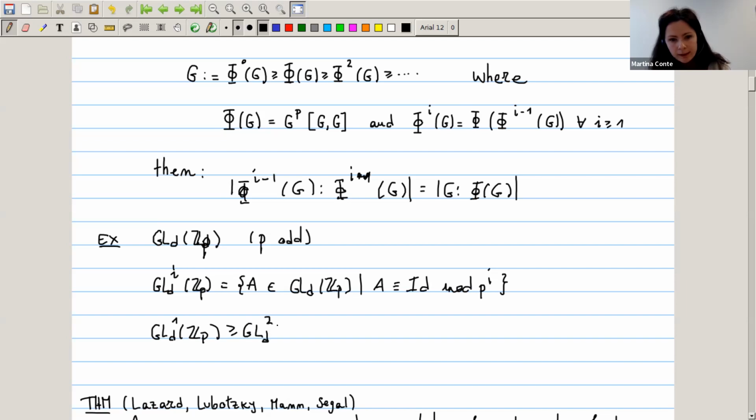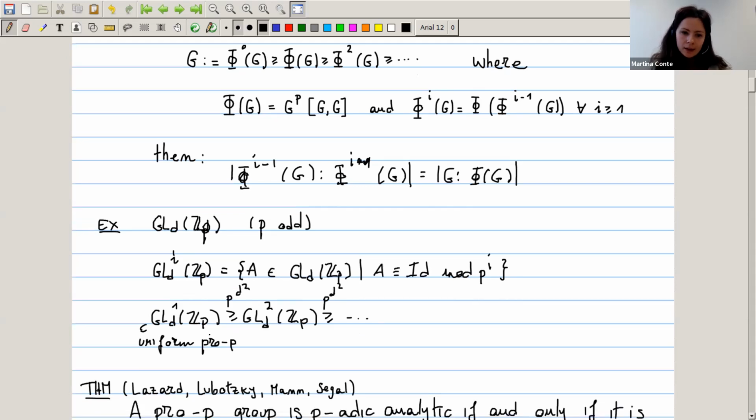It turns out that the first principal congruence subgroup GL_d^1(Z_p) is a uniform Pro-P group, and that these other principal congruence subgroups form the descending Frattini series of this group, and in this case, this constant index that we have in the definition of uniform is p to the d squared. So whenever I say uniform Pro-P group, you can think of this group GL_d^1(Z_p).